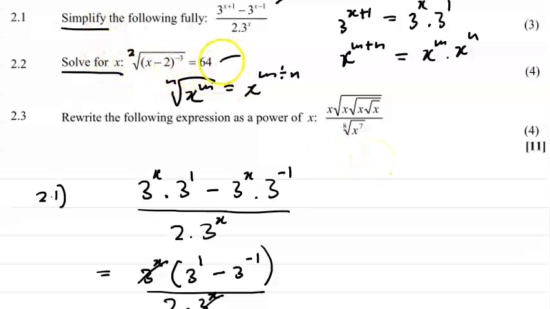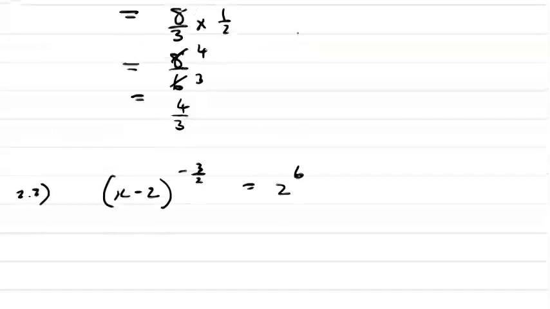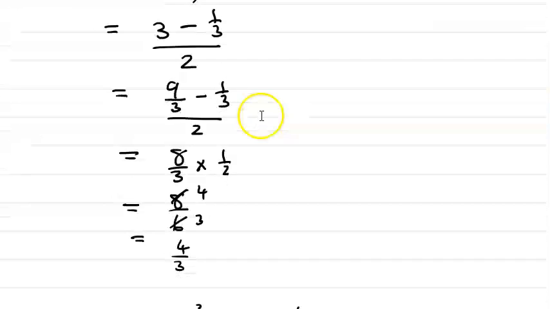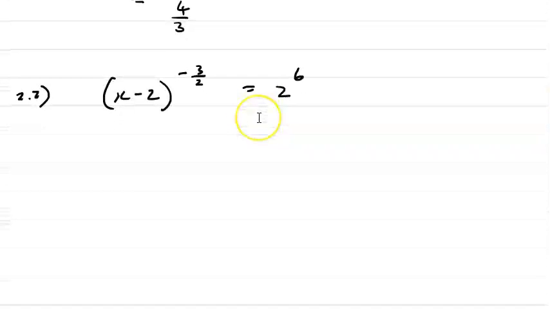And what is 64? If we write 64 with its prime base, it'll be 2 to the power 6. Remember, 2 to the 6 is equal to 64. Let's write that down. So for 2.2, we say (x minus 2) to the minus 3 over 2 equals 2 to the power 6, because remember we're using this law here, and 64 is 2 to the 6. So let's look at this now. What do we do from here?